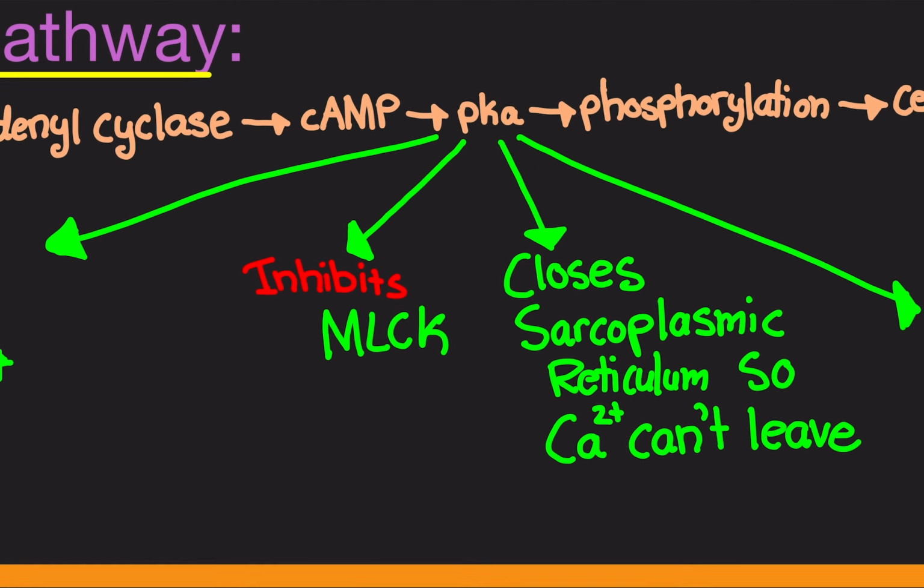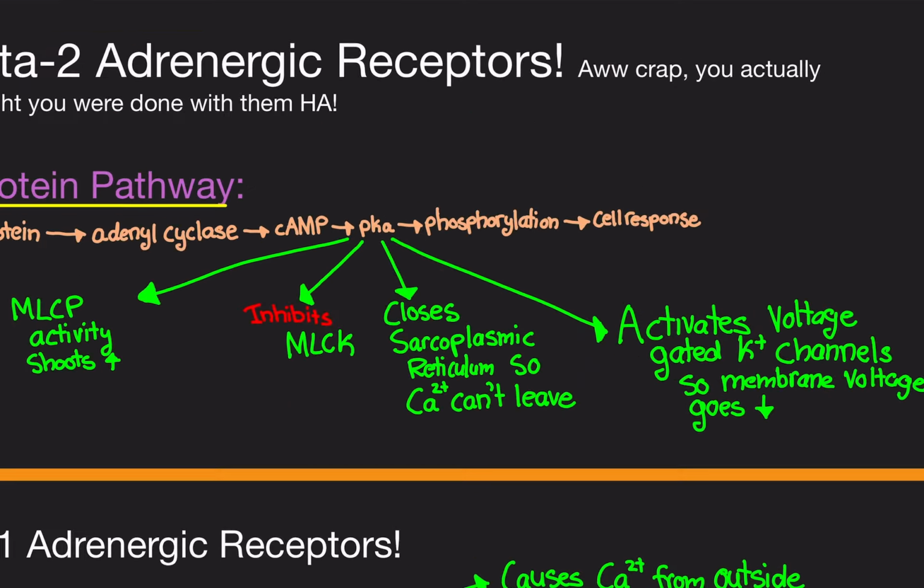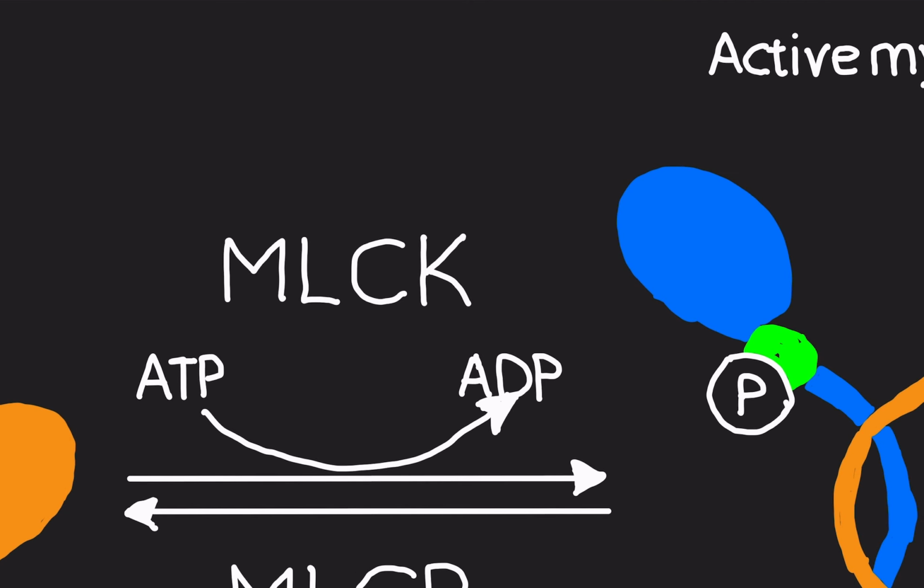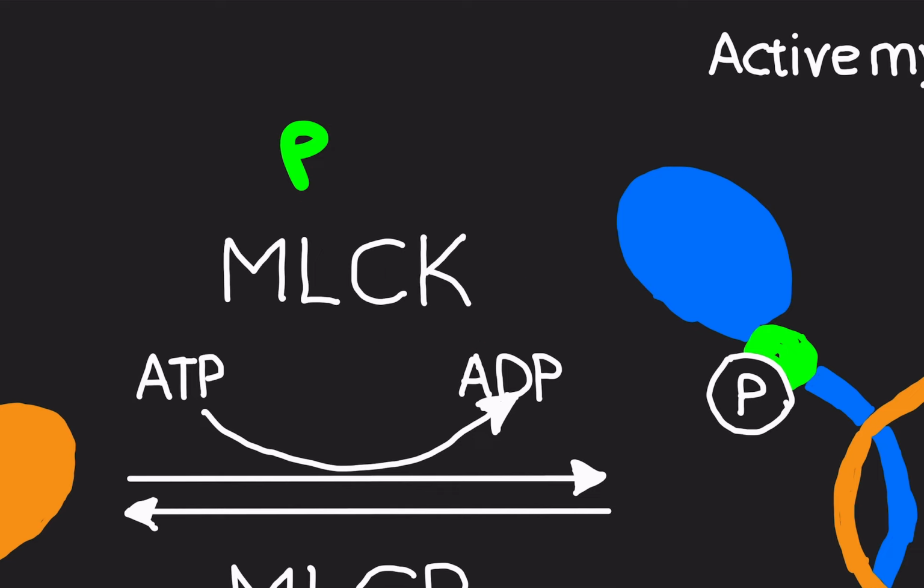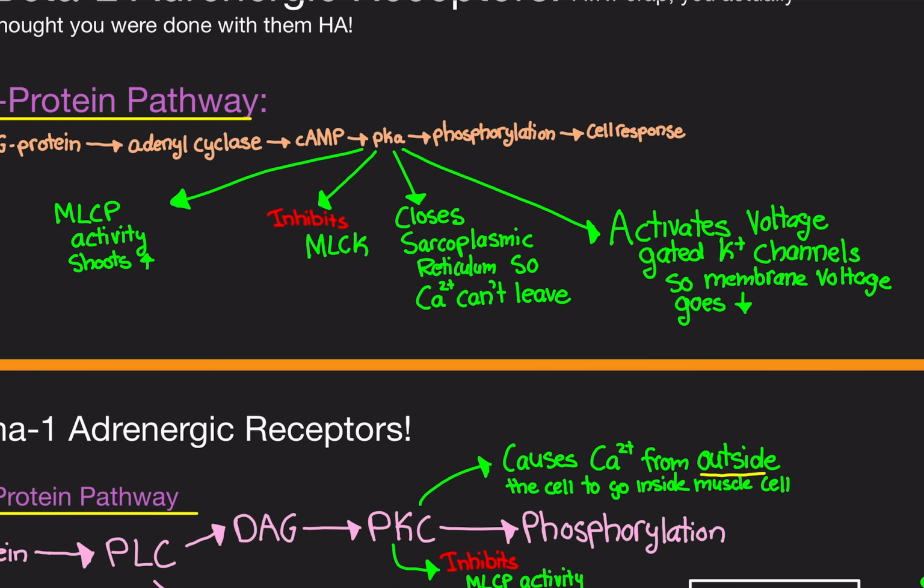So the first thing that PKA does, it basically inactivates MLCK. Let's go back to this original figure here. PKA basically tells MLCK to shut up. Stop doing what you're doing. That's what PKA does. Easy, right? It inhibits MLCK.